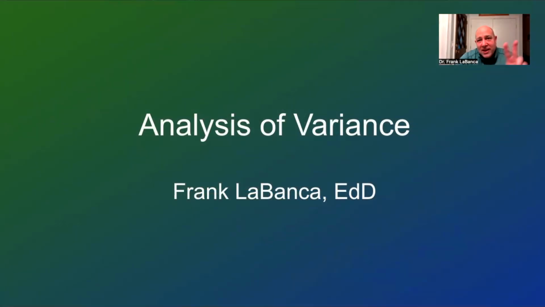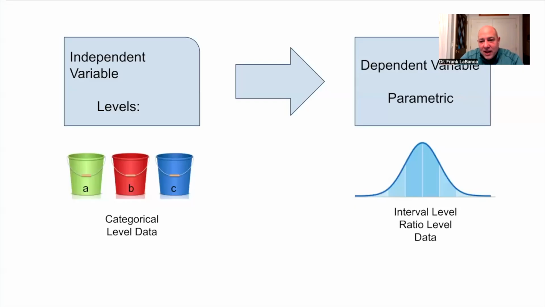We're going to work on my second favorite stat of all time, the analysis of variance. The analysis of variance is a means test, similar to the t-test. However, it gives you more options and more opportunities for analysis. So your independent variable, just like the t-test, is broken into categorical level data. But instead of being limited to just two levels of the independent variable, you can have two or more levels.